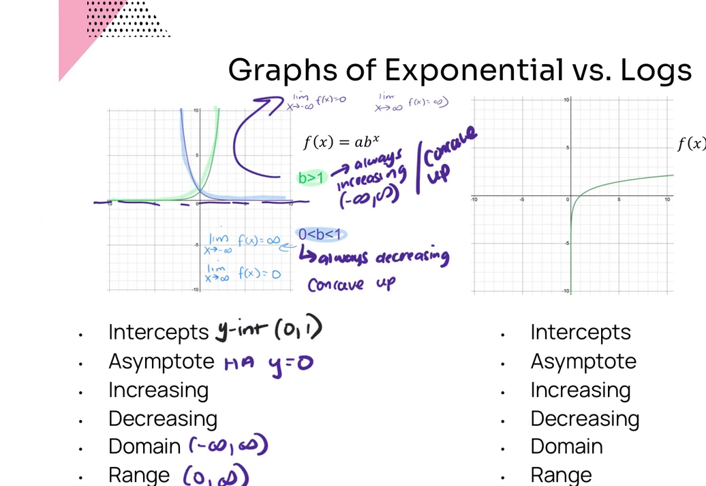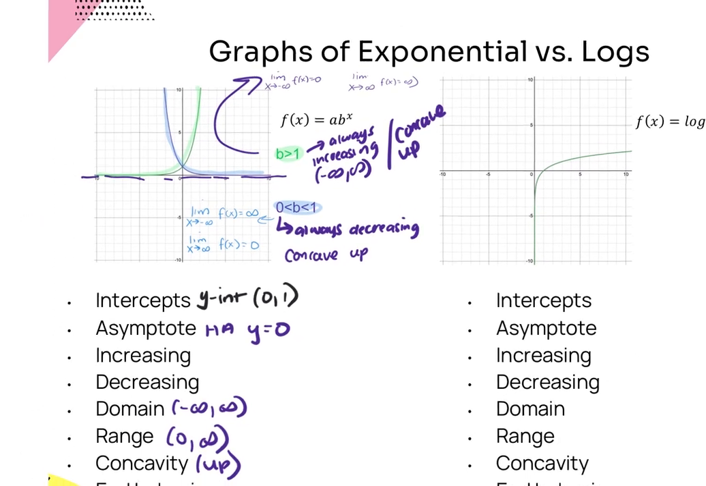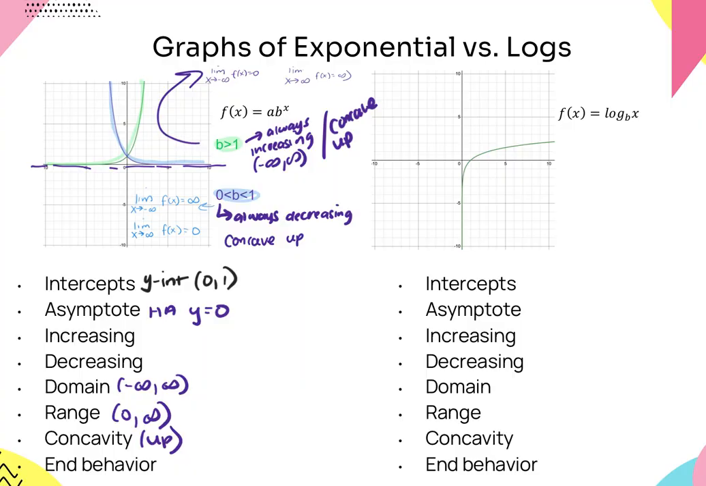Now let's talk about your log function, okay? So the parent function of log looks like this. It's like a square root that doesn't have an end. So it's a square root that would continue to point down to negative infinity. And it would have a vertical asymptote. We don't see it, but it would have a vertical asymptote on the x-axis.